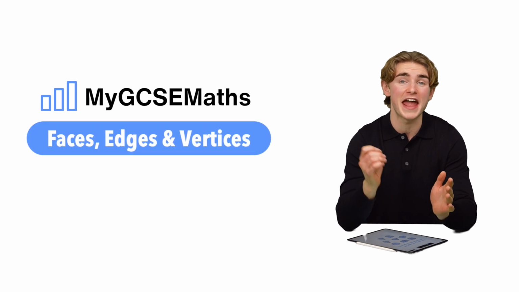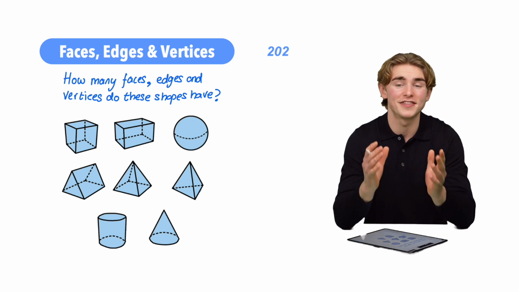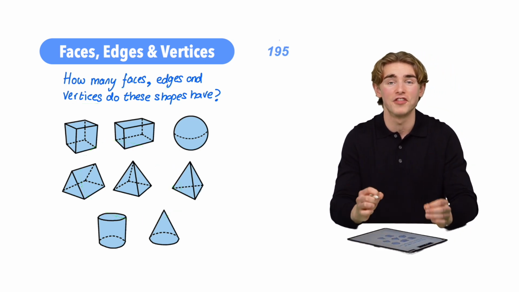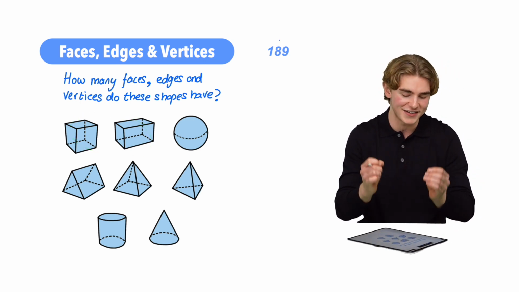All of our faces, edges, and vertices in 203 seconds. Let's go. Let's have a look at the following 3D shapes, guys, and how many faces, edges, and vertices each of them have. Up first, let's look at our cube and our cuboid. I'm going to put those together because they're actually the same faces.